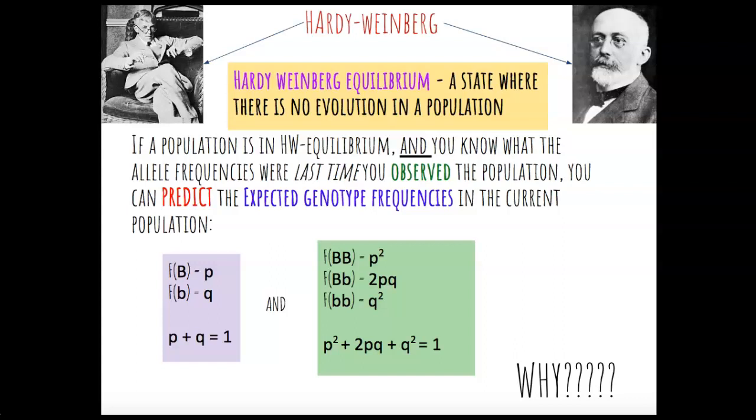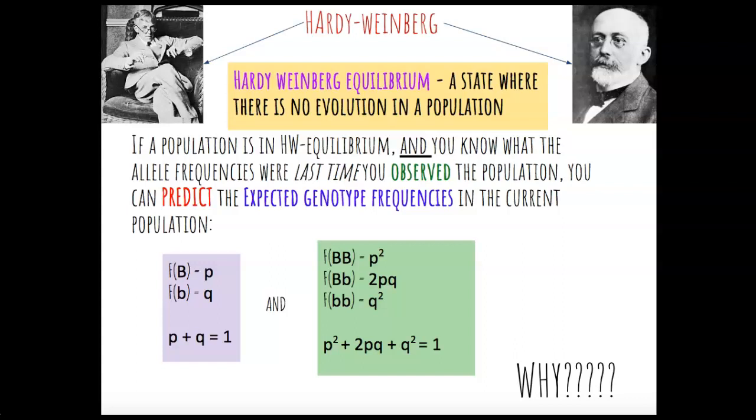There are essentially five equations that are related to this equilibrium, and they are also related to those frequencies of the alleles and the genotypes that we discussed a few slides ago. So the first one is that the frequency of the dominant allele is equal to P, the frequency of the recessive allele is equal to Q, and if you add up P and Q, or the frequency of the dominant allele and the frequency of the recessive allele, it equals 1.